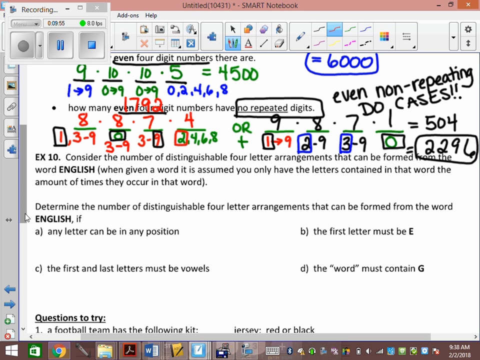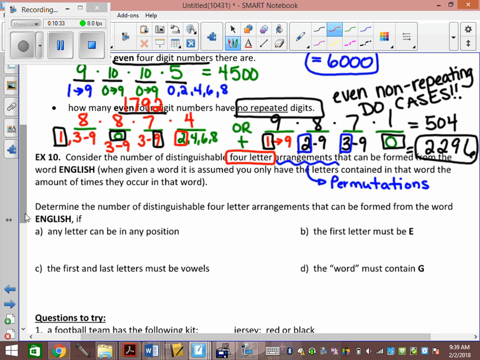Consider the number of distinguishable 4-letter arrangements. So are we using the entire word English? No, we're just using 4 of the letters of it. Very important to read because sometimes we use the whole thing and sometimes we don't. Arrangements. Arrangements means order matters. So words are always permutations. If you ever read the word arrangement, that means we're arranging it. If we're arranging it, the order matters. If we weren't arranging it, we just throw it there and whatever it would be, it would be. The moment you arrange something, you're putting it in a specific order. So order matters, it's permutation.